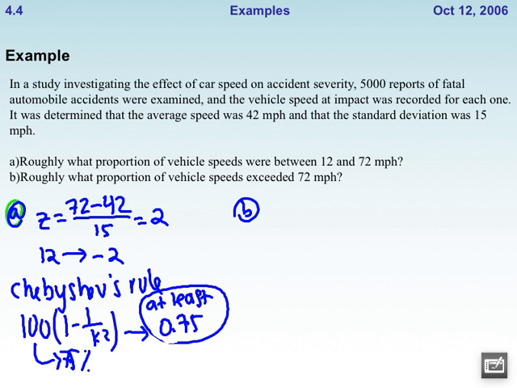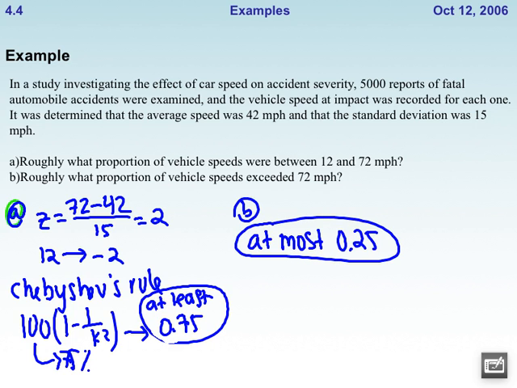Do we know anything at all about the shape of the distribution? No. Is it possible that there's nothing below 12 miles an hour? Is it possible that the rest of the data is below 12, I mean? Yeah, we don't know. So it's anywhere between 0 and 25%. So the way that we word that is at most, and then not percent, of course, a proportion, at most 0.25. So at most, 25% of the speeds were above 72 miles an hour. So anywhere between really 0 and 25%. Questions? Comments? Okay.